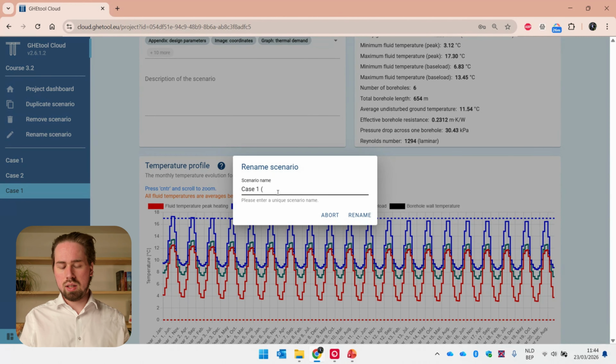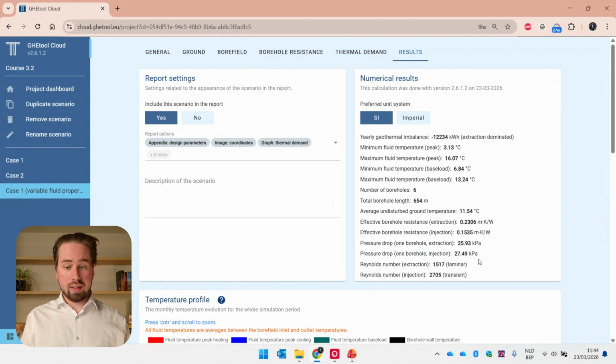And the only thing we are going to change is we go to general here and we say, okay, let's work with some temperature dependent fluid properties here. And let us go ahead and simulate it. So we didn't change anything, we just say, okay, use a more accurate model. And indeed, you can see that during injection, we have now a transient flow rate.